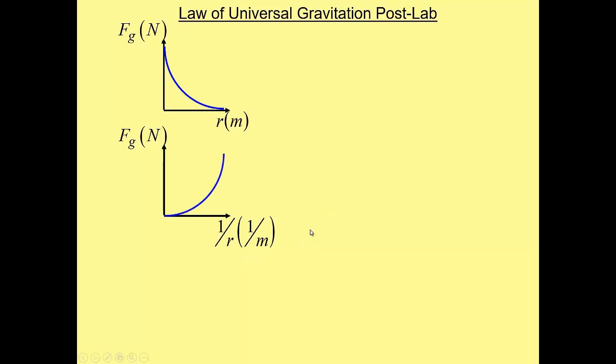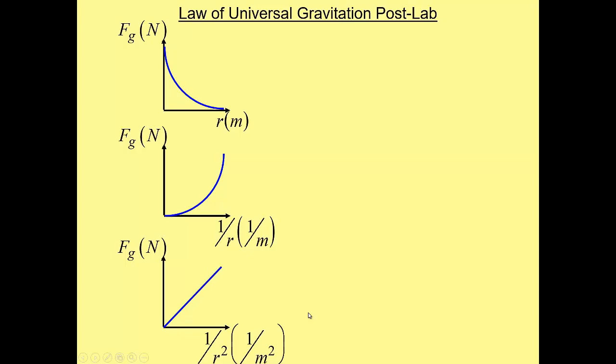That gave you kind of a weak top-opening parabola. Probably wasn't as curvy as mine, right? But still a top-opening parabola. And as we know, to linearize a top-opening parabola, you square the x. So if you graph the force of gravity in newtons versus 1 over the separation distance squared in 1 over meters squared, that should have given you a beautiful linear graph that went through 0, 0.